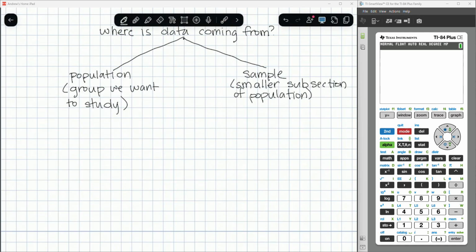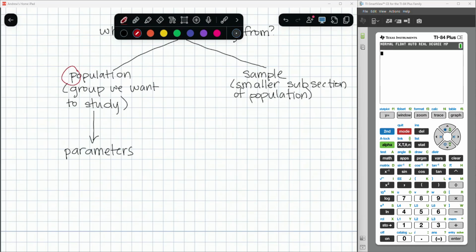If my data came from a population, the values that came from that population are called parameters. And you will notice that P goes with P. Again, we don't see that very often because it's difficult. More often we're looking at a sample, and values that I calculate from a sample are called statistics, which is where this course gets its name, and you'll notice S with S.